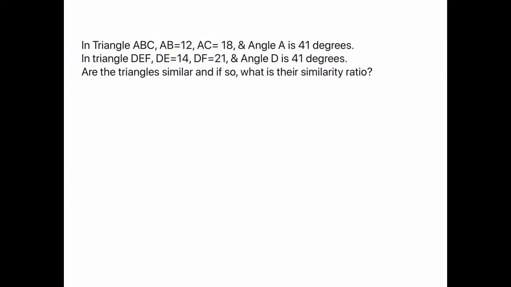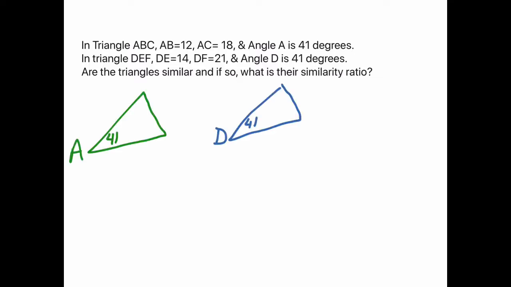Our next question says in triangle ABC, AB is 12, AC is 18, and angle A is 41 degrees. In triangle DEF, DE is 14, DF is 21, and angle D is 41 degrees. They want to know if the triangles are similar, and if so, they want the similarity ratio. I went ahead and drew the triangles out with A and D each being 41 degrees, making the assumption that these are similar at this point.